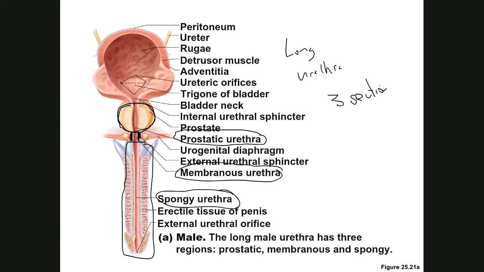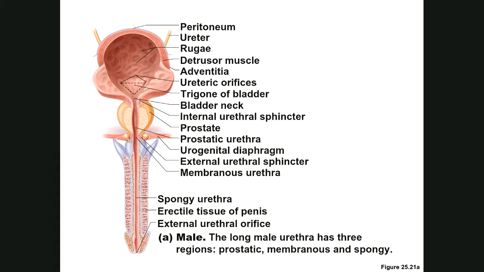The male, just like the female, has two sphincters. So the internal sphincter is right here. Again, smooth muscle, involuntary. The external sphincter is right here, right where it goes through the abdominal wall, skeletal muscle, and voluntary.